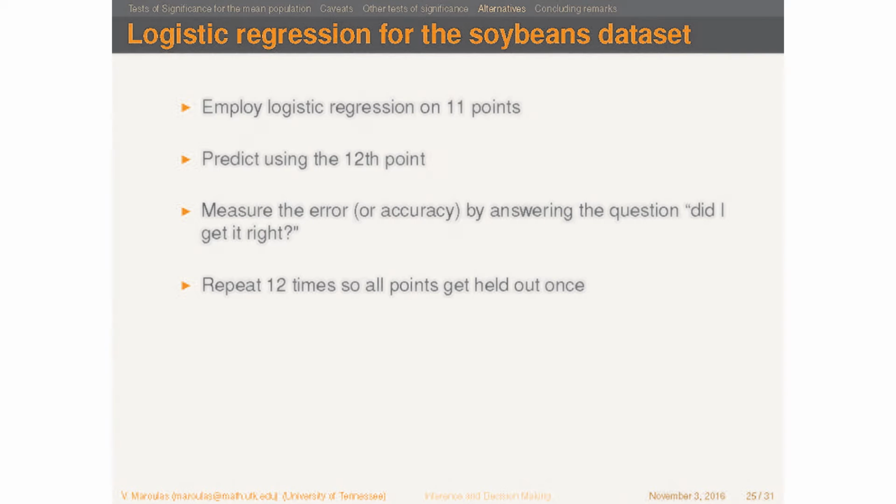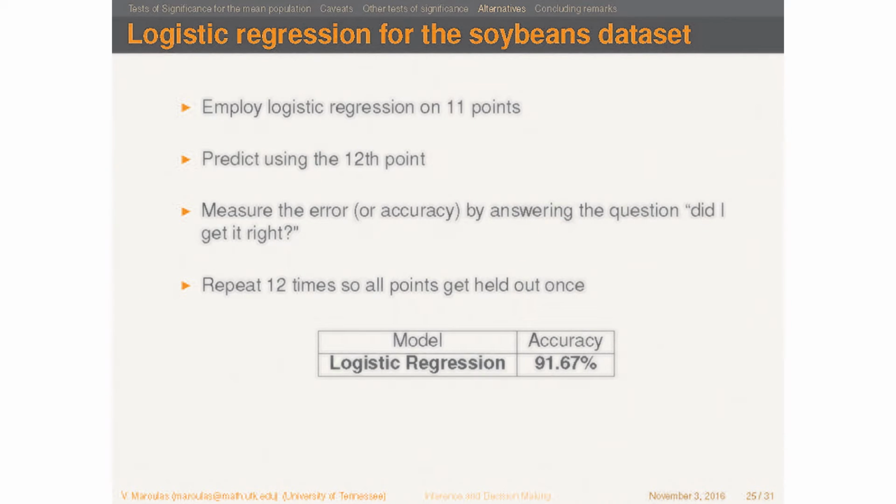You are going to employ your logistic regression black box, if you like, on 11 points, and then you are going to evaluate its prediction based on this 12th point that you held out. And then you are going to measure the error or accuracy by basically answering the question: did I get it right? If I built my regression model, and then based on the 12th point, did I predict the right disease? Then you repeat 12 times, so all points get held out once.